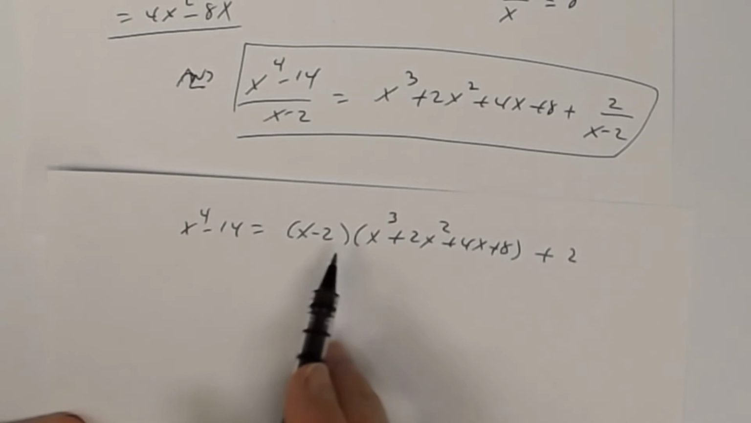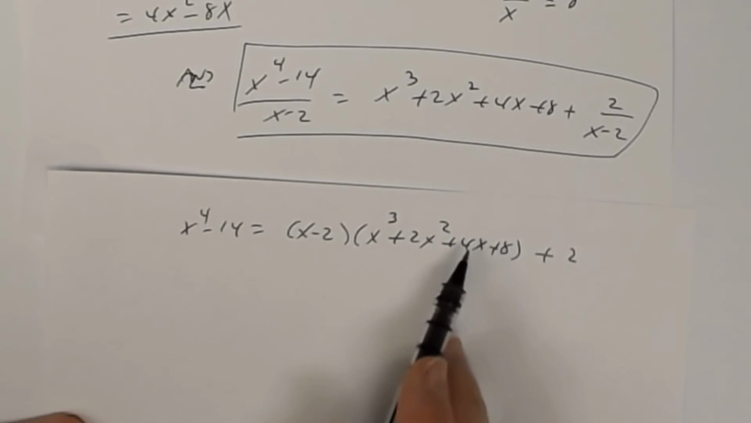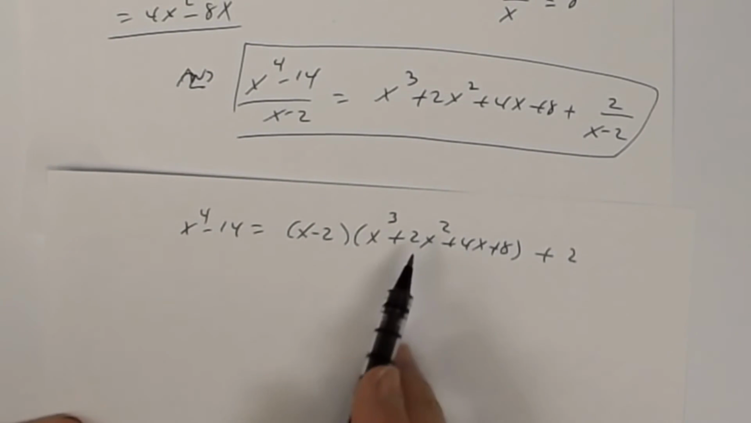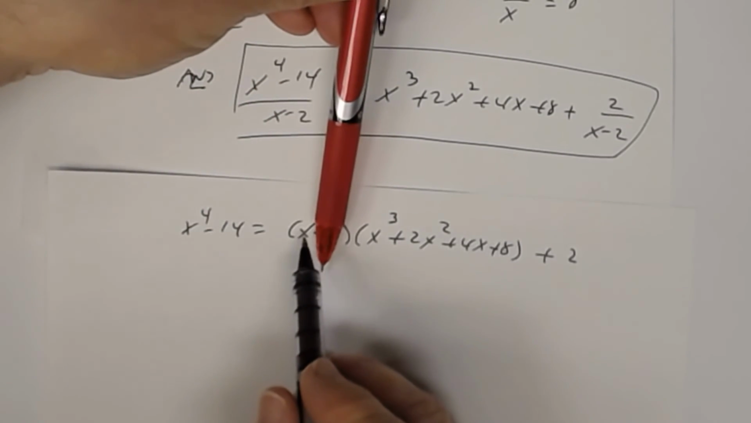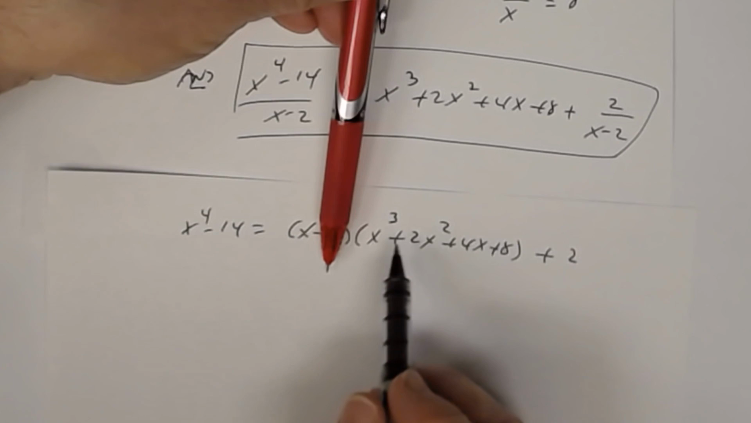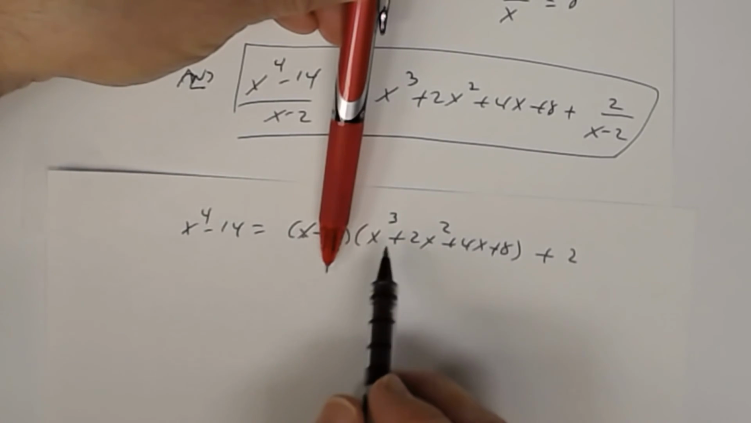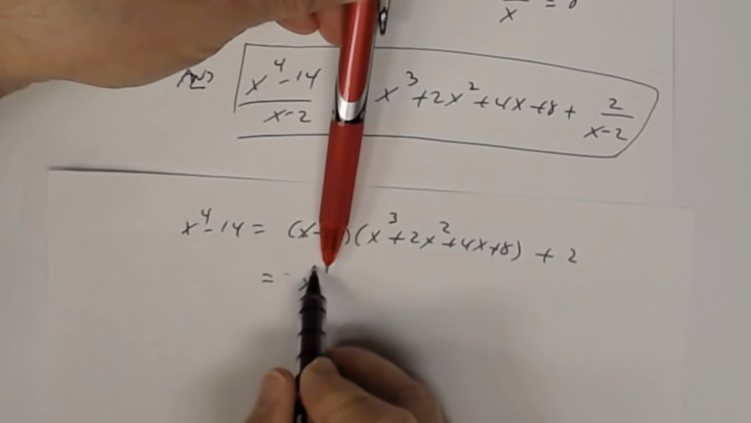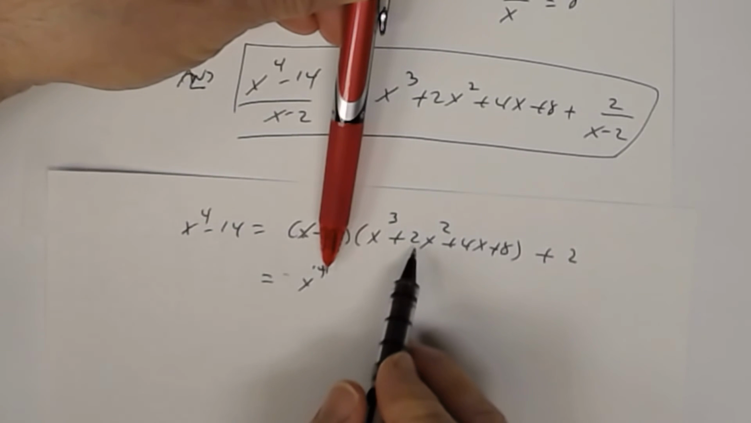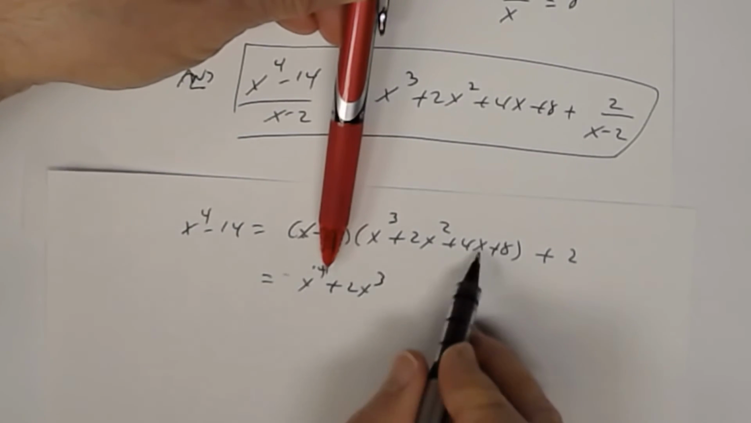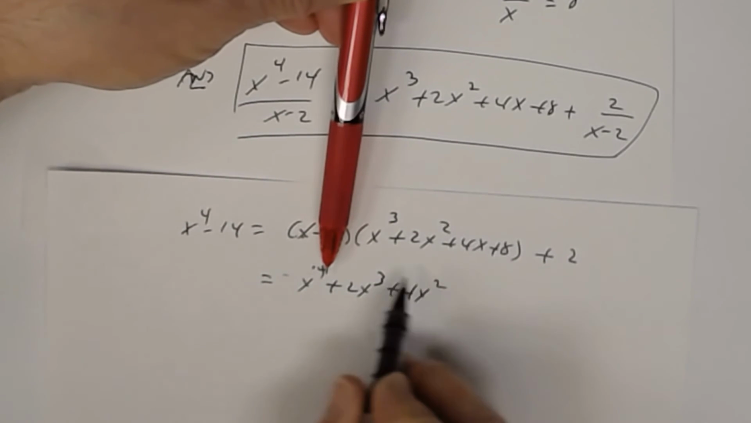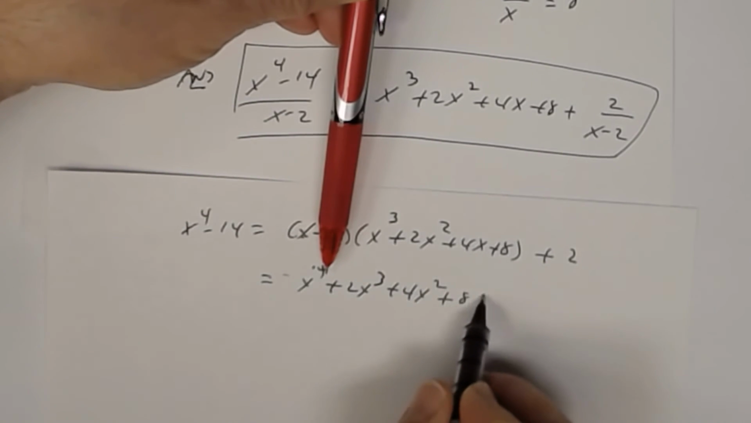So let's multiply this out. So you have a binomial times a polynomial with more than 2 terms. So you have to use the distributive property. The best thing to do is to take each of those terms and multiply by that second polynomial. So x times x cubed is x to the fourth. x times 2x squared is 2x cubed. x times 4x is 4x squared. x times 8 is 8x.